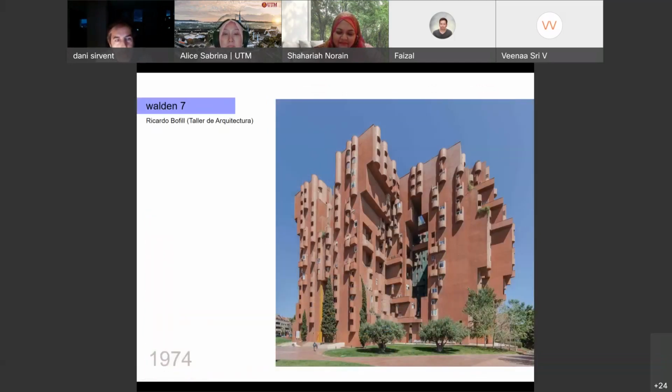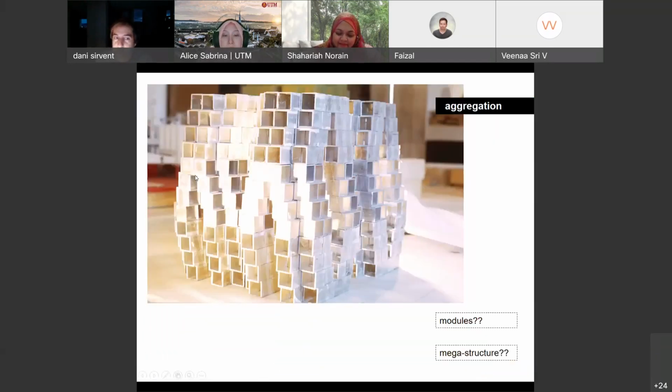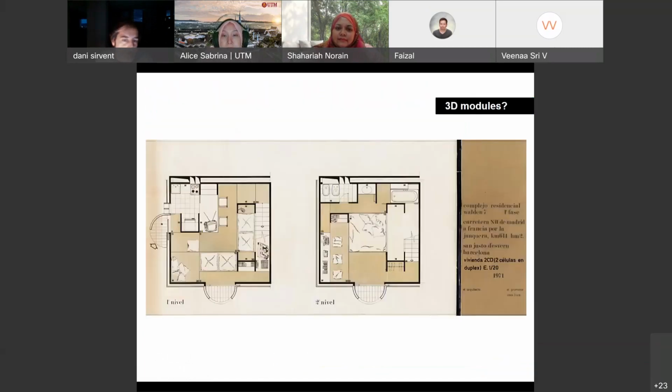Here you have another one, the Walden 7, this is in Barcelona. And you can see again the model. The model is again amazing, it's made out of aggregation of modules. You can see here the housing modules that create this big building.